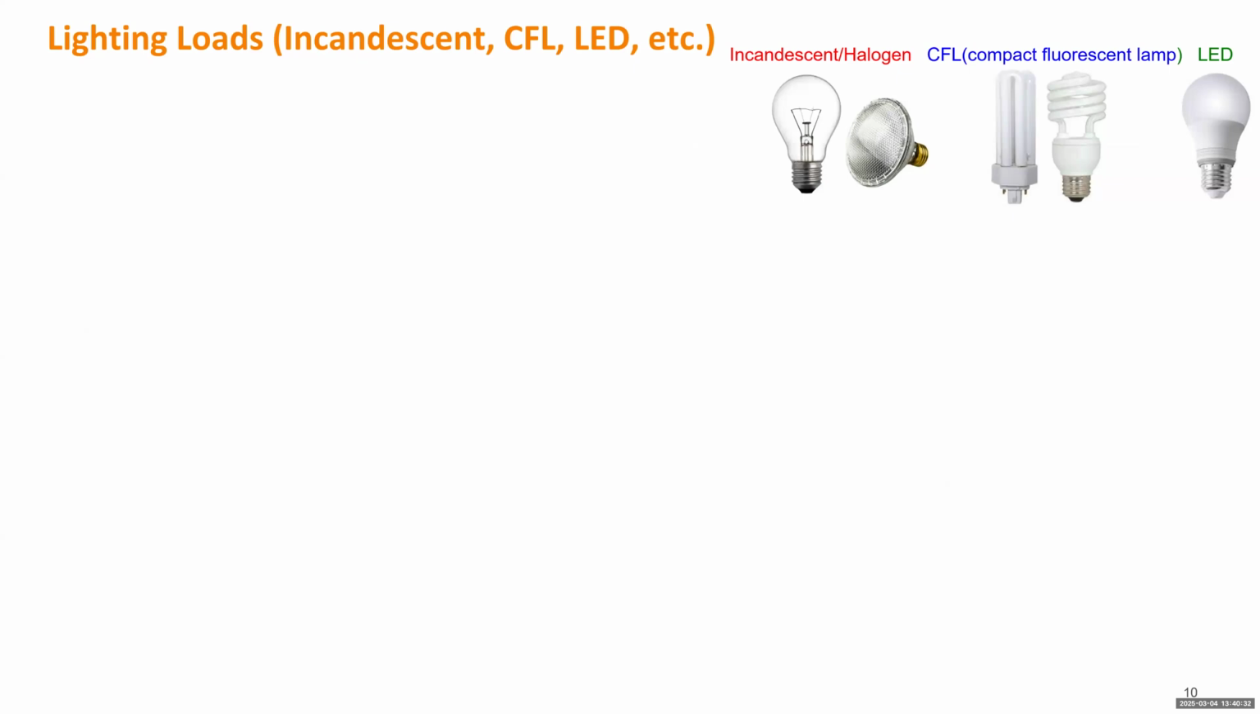Next, we talk about lighting loads. In the past, lighting load could be very simple. It was pretty much just incandescent light, which is the conventional light that has been used for more than 100 years. Later, we have some new types of lights, like energy-saving lights such as CFL or LED. They actually take the majority of lighting, especially in commercial areas. Maybe in some residential loads, they still use incandescent light.